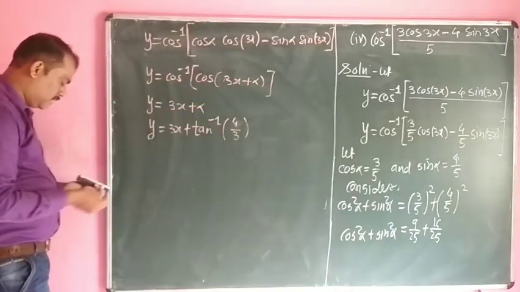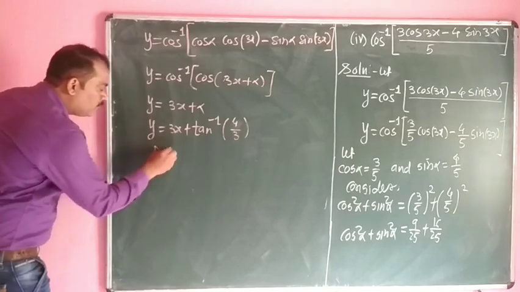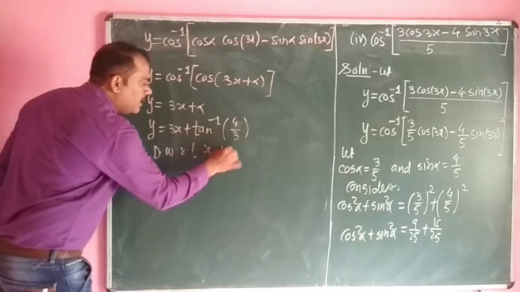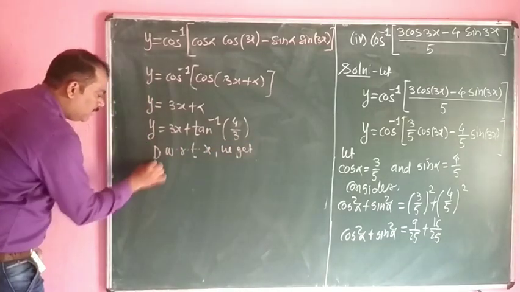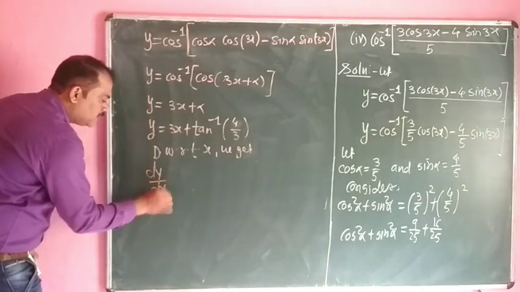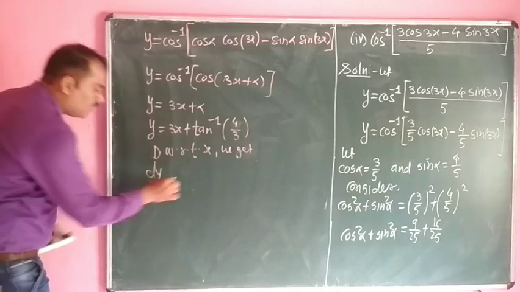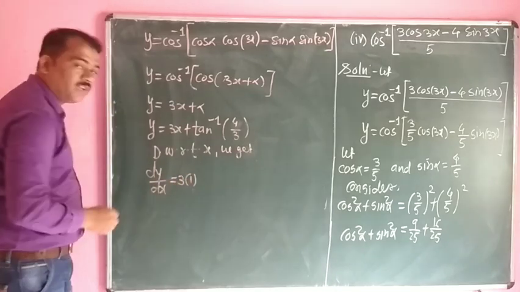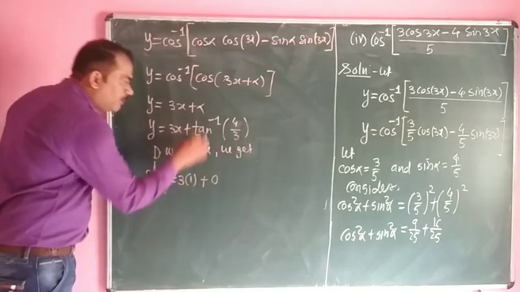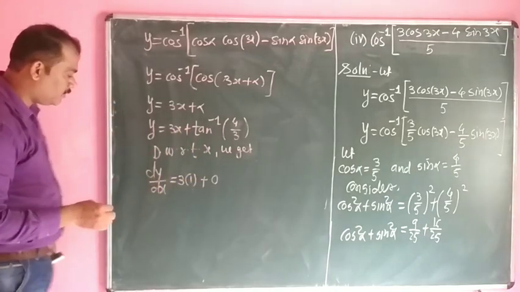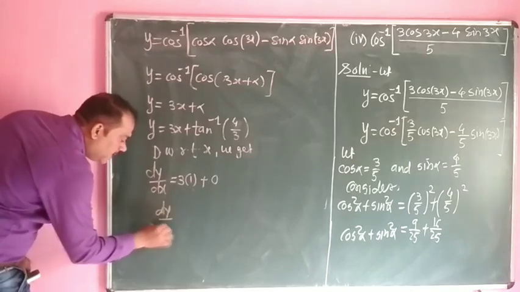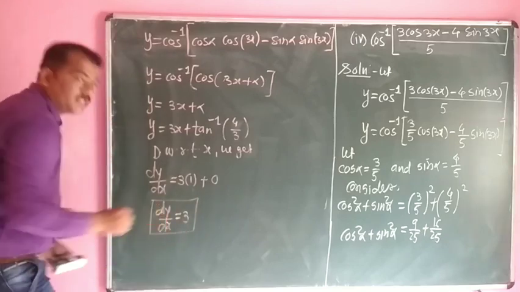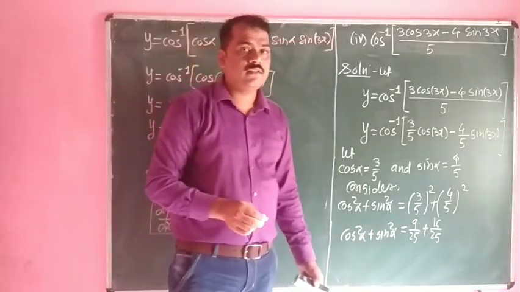Now we have to differentiate with respect to x. Differentiation of y with respect to x is dy by dx. 3 is a constant, so we take it outside the derivative. Differentiation of x with respect to x is 1, plus derivative of tan inverse. Tan inverse is a constant, its derivative is 0, so dy by dx is equal to 3, which is the required answer.